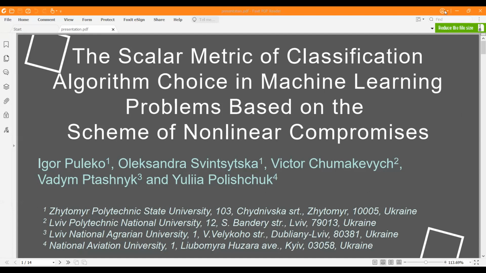Okay, colleagues, hello, one more time. My name is Yulia Polishuk. I'm a PhD student of National Aviation University, Ukraine. The topic of my research is the scalar metric of classification algorithm choice in machine learning problems, which is based on the scheme of nonlinear compromise, and the list of authors you can see on the screen.